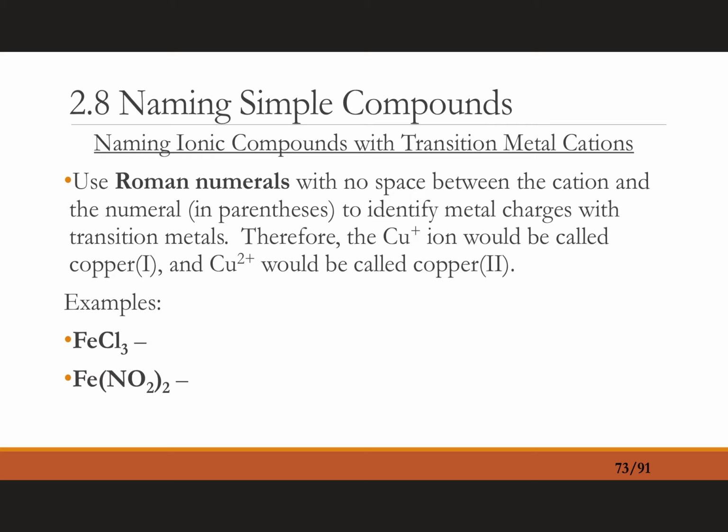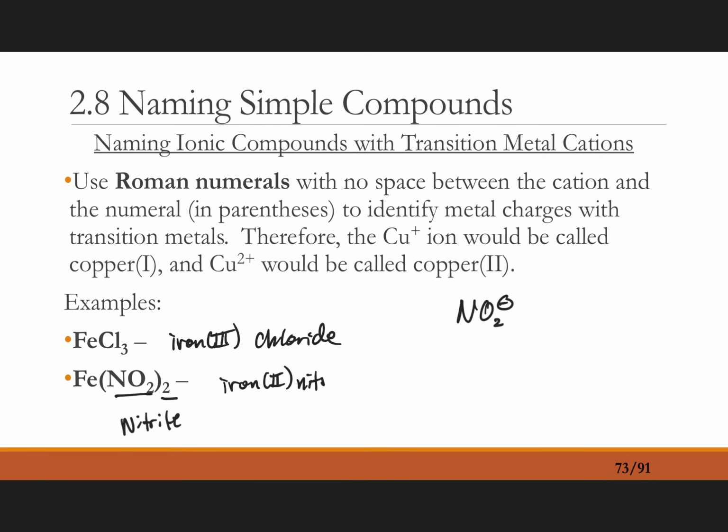For examples here, we have FeCl3 again. This was ferric chloride. It's now going to be just iron(III) in the parentheses there, Roman numerals, iron(III) chloride. And that's how you say it too. The next one, you have this NO2, which is a nitrite ion, and there's 2 of them. The nitrite is always a 1- charge, and therefore, because you have 2 of those, the iron must be a 2+. So this is iron(II) nitrite.